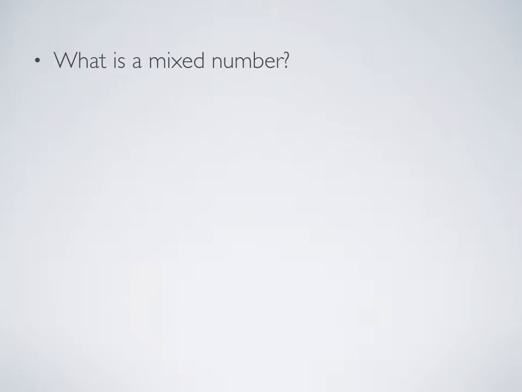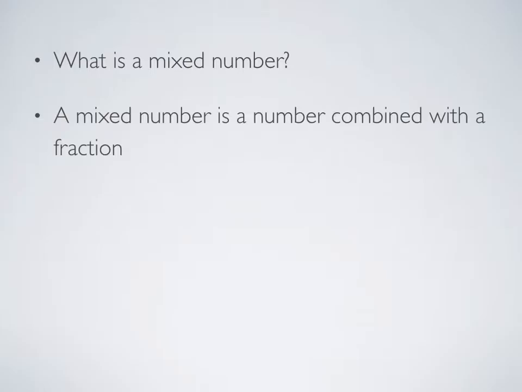What's a mixed number? A mixed number is a number combined with a fraction. 2 and 3/8: 2 is a whole number, 3/8 is a fraction. Together they form 2 and 3/8, a mixed number.